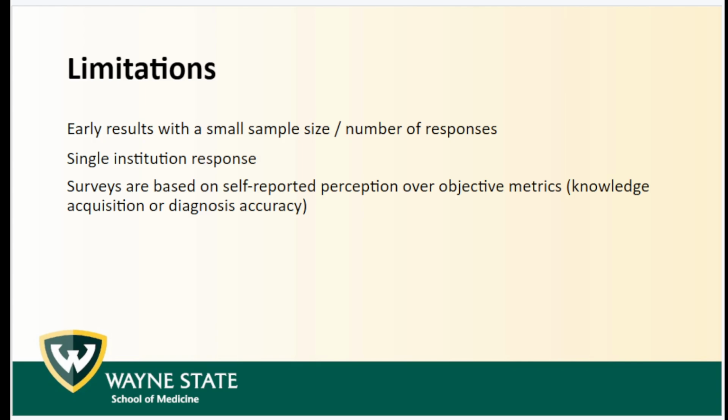Our project had a few limitations that should be acknowledged. The first is that Pathway2Boards is in its early stages of implementation, which means we only have a small sample size and therefore a small number of respondents. Additionally, the resources are generated from our single institution and have not been implemented on a larger scale. Lastly, the surveys are based on self-reported perceptions rather than objective measures such as knowledge acquisition or diagnostic accuracy.